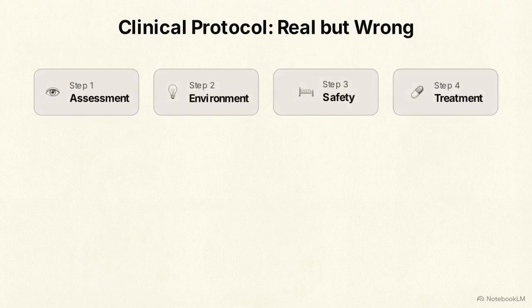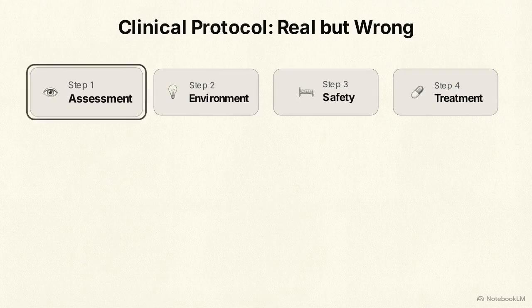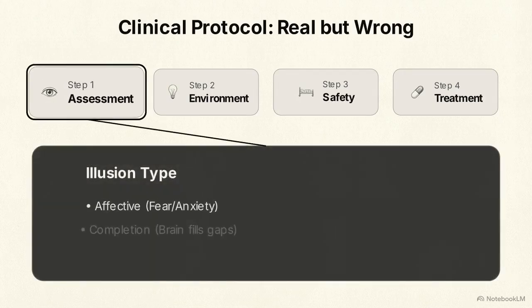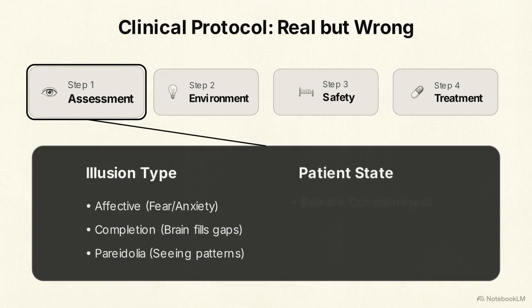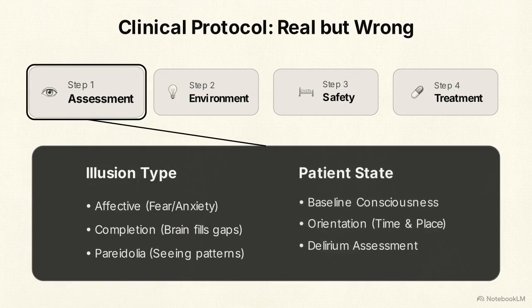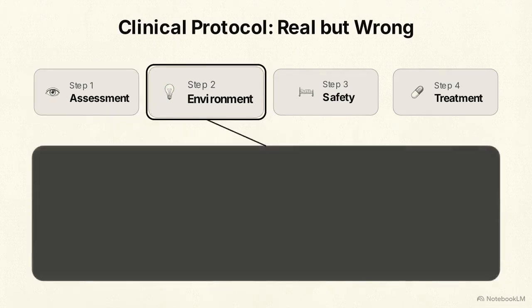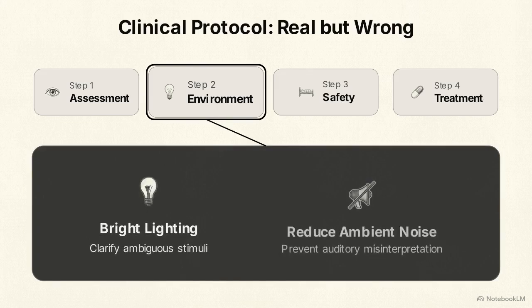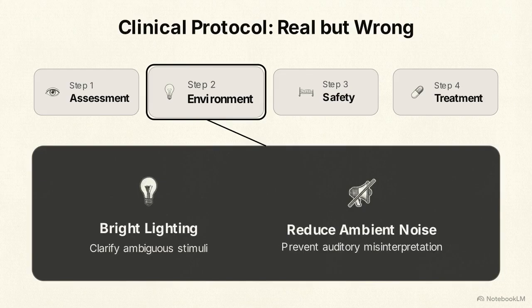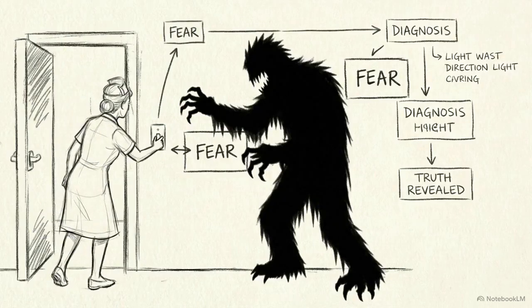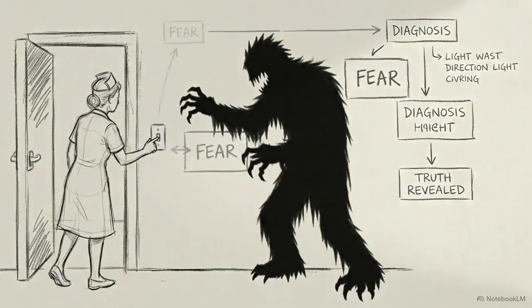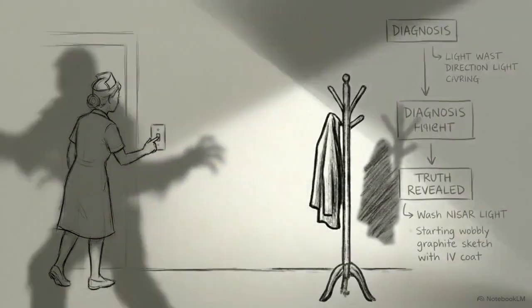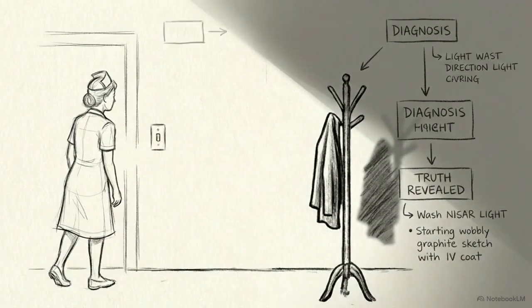This four-step clinical pathway outlines how active management of an illusion must align with the real but wrong axiom. Step 1 is assessment. Clinicians first identify the specific illusion type and evaluate the patient's baseline consciousness and orientation. Step 2 targets the environment. The immediate intervention requires providing adequate, bright lighting and reducing ambient room noise. Because illusions require an external stimulus to exist, removing environmental ambiguity directly neutralizes the mechanism creating the symptom.